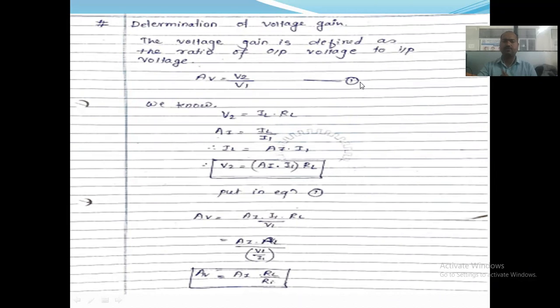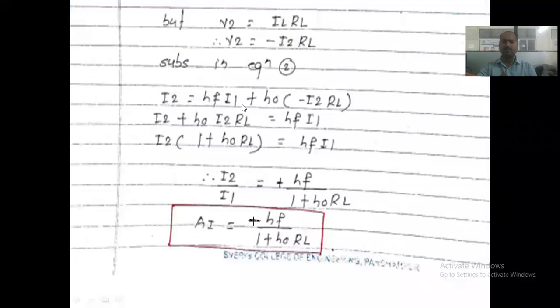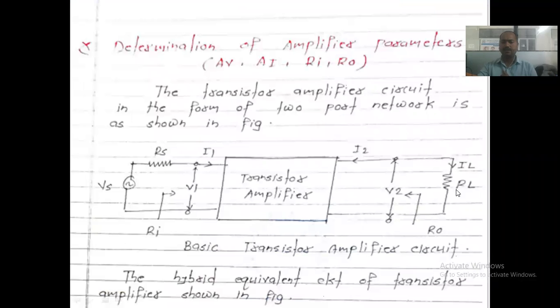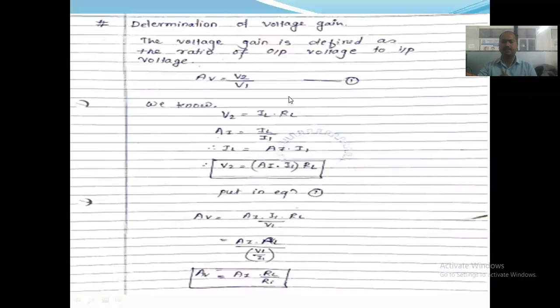This is equation number 1, right? But we have already seen that V2 equal to IL into RL. We have put the same thing here. See, V2 equal to IL into RL. So in that equation, V2 has to be written as IL into RL.